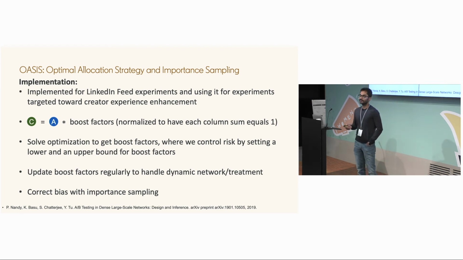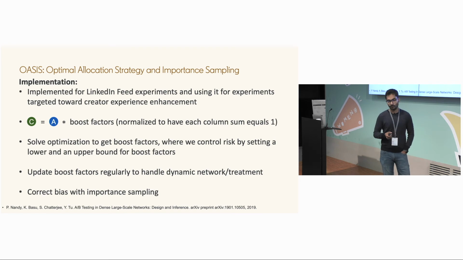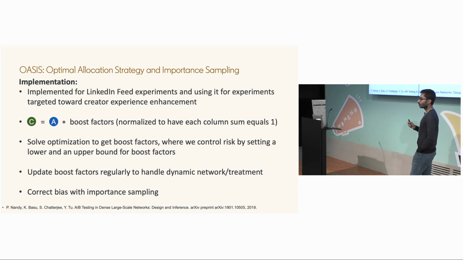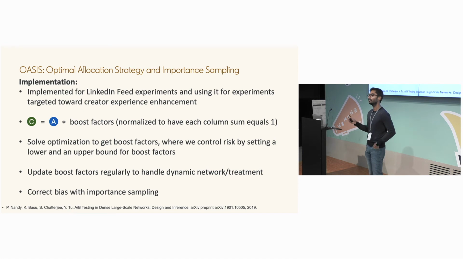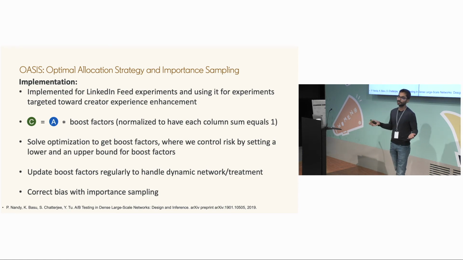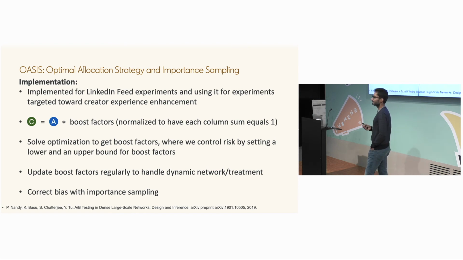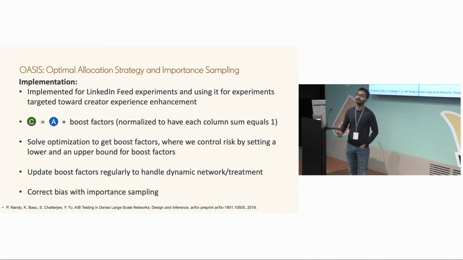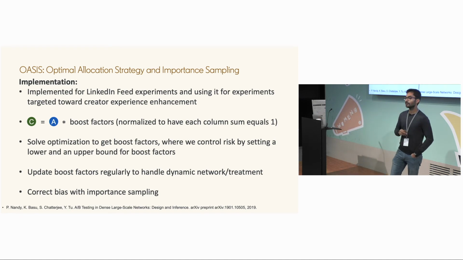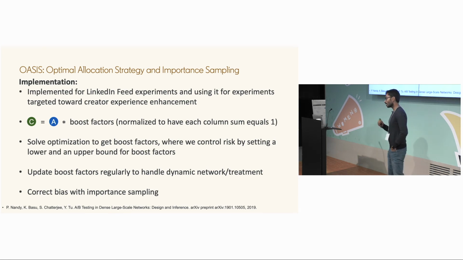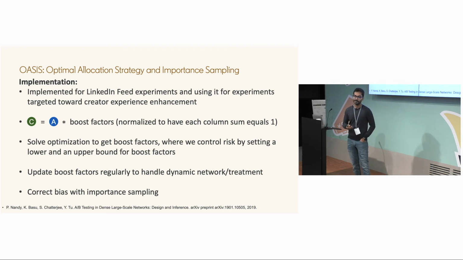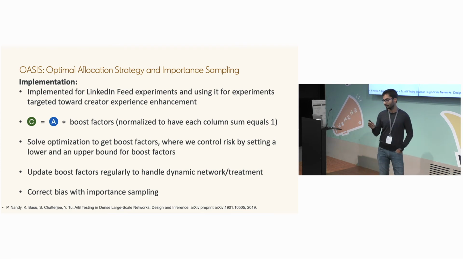So we implemented this for LinkedIn feed models, and one important thing is that we have to choose what treatment C should be, right? If we let it be any model, then it's too much for the optimization. So here we decided that we are choosing C as the score of the model A times some multiplicative boost factor, right? So then we solve the optimization to get these boost factors, and then we can control the risk of the experiment by having a lower and upper bound for the boost factor in the optimization. And we also update the boost factors regularly to take care of dynamic network and dynamic treatment. Then we finally correct bias with importance sampling.